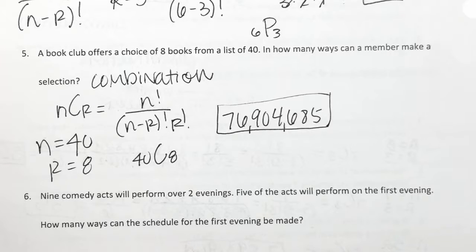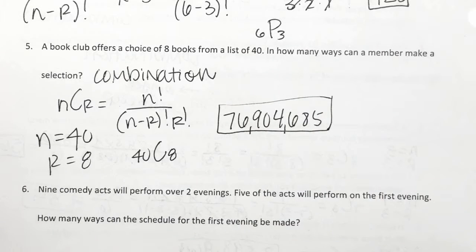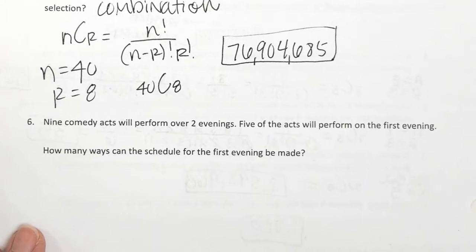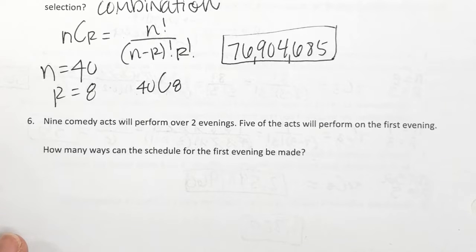All right, questions? Caitlin, if you'll read that last one for me. 9 acts will perform over 2 evenings. 5 of the acts will perform on the first evening. How many ways can the schedule include the first evening? All right, this one's tricky. What do we think? Permutation. Why would you say that? Because you have to get rid of some because they're already on the first evening. You have to use those for the second evening.